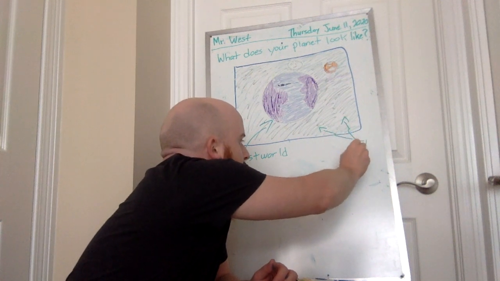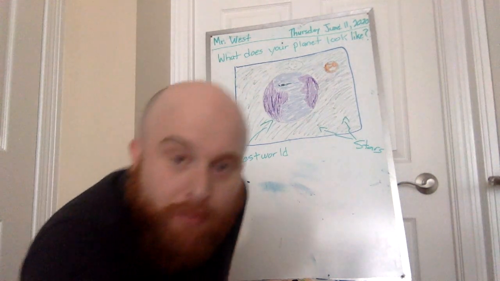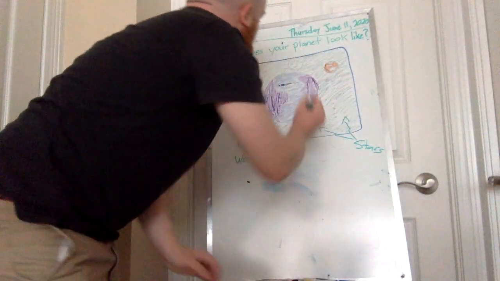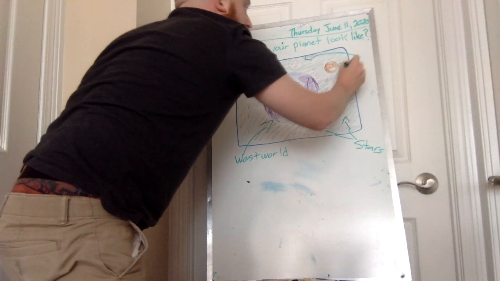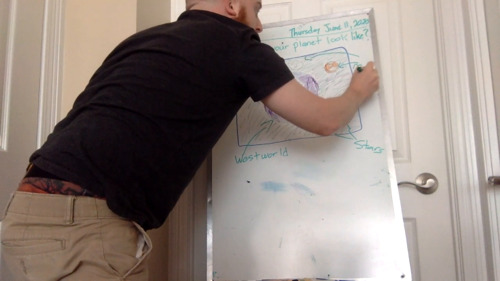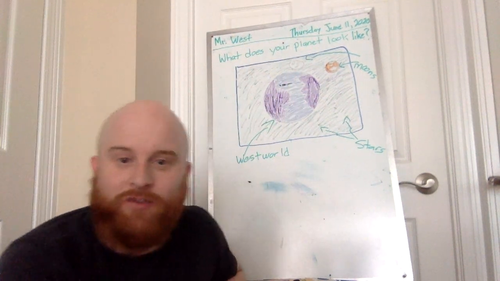I have some stars that are blinking in the background of my picture, and you can probably see right here at the top, I'll point some arrows to them. These are my moons. So my planet has 2 moons, and they're orbiting Westworld.